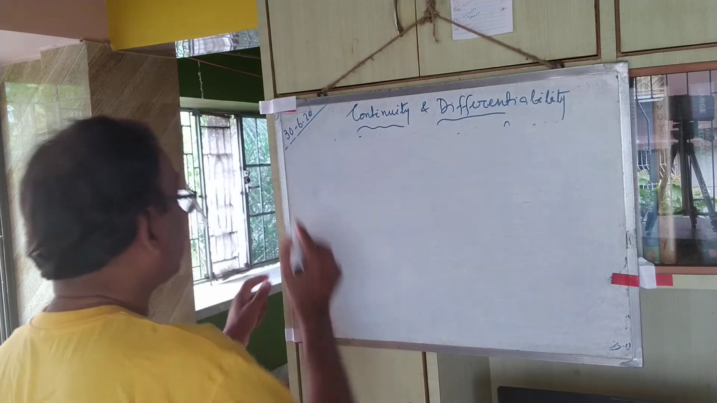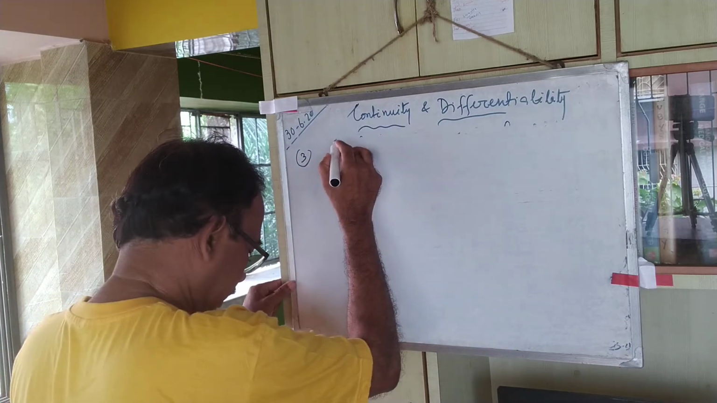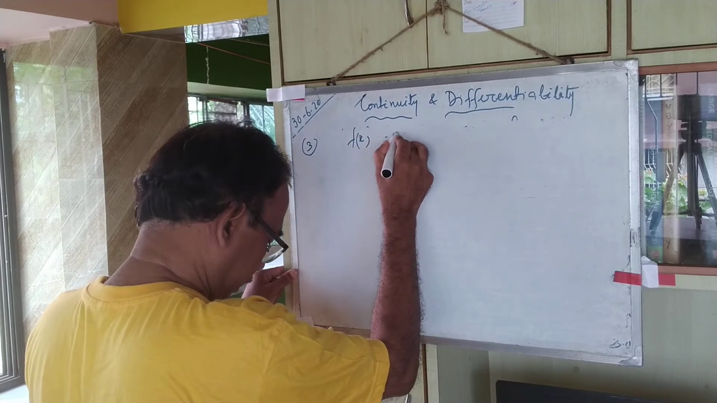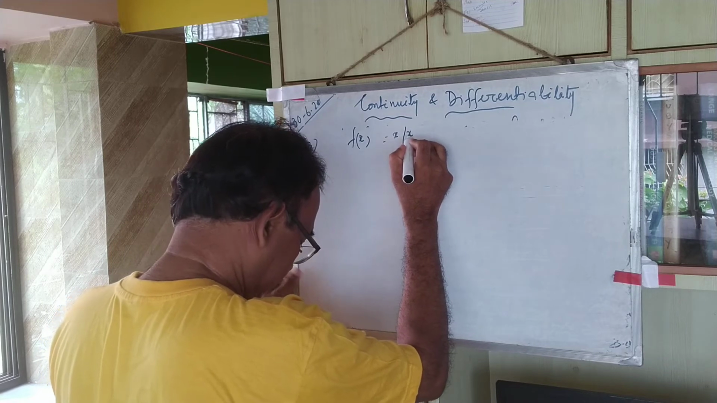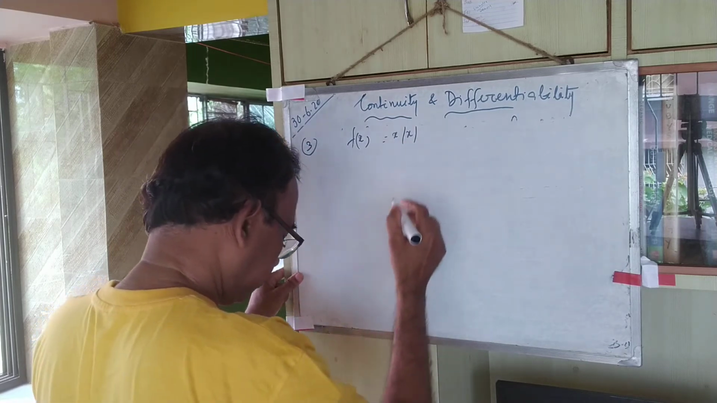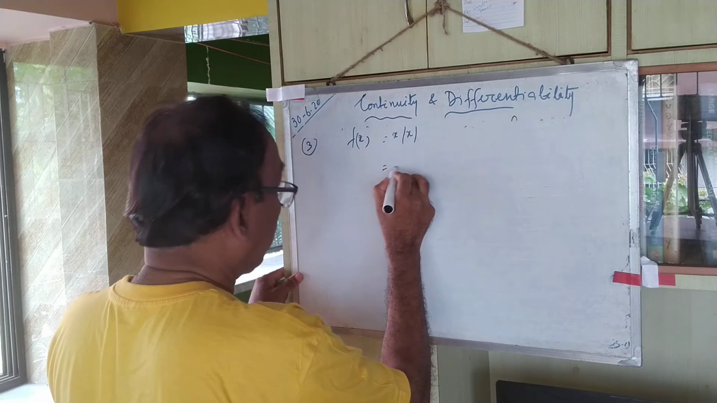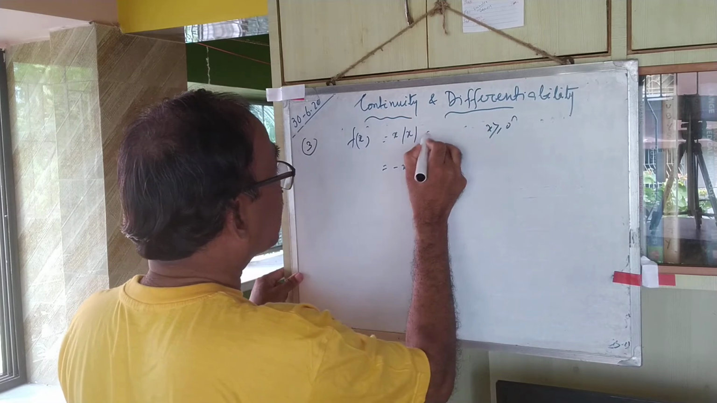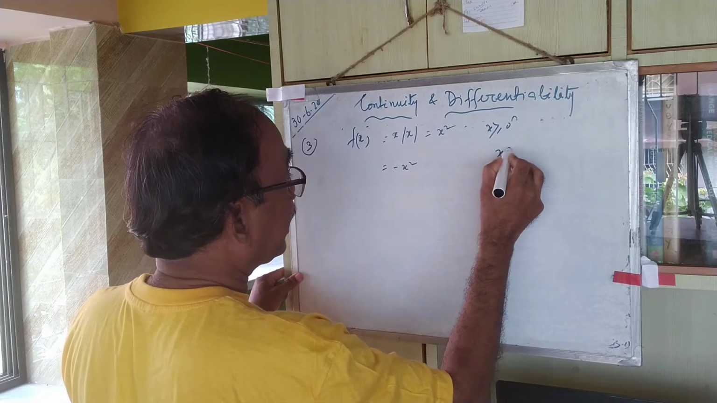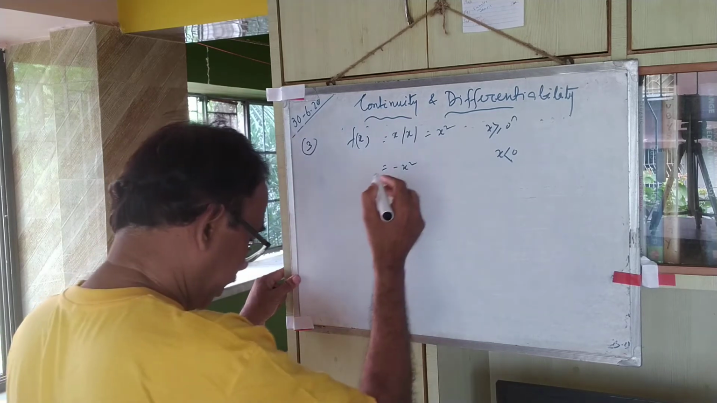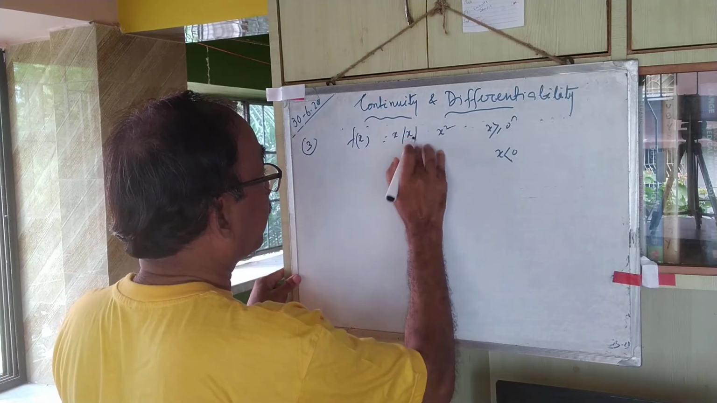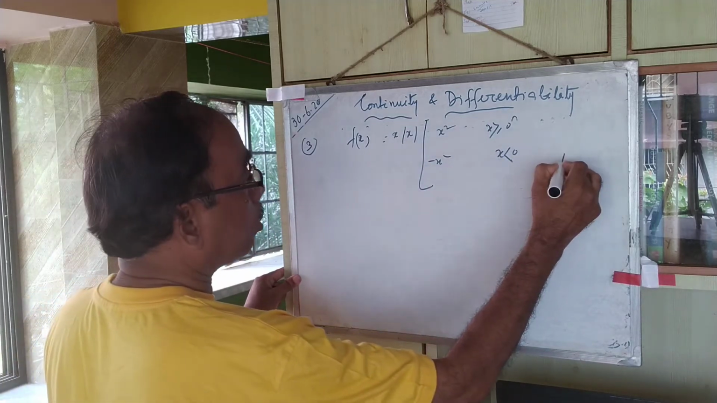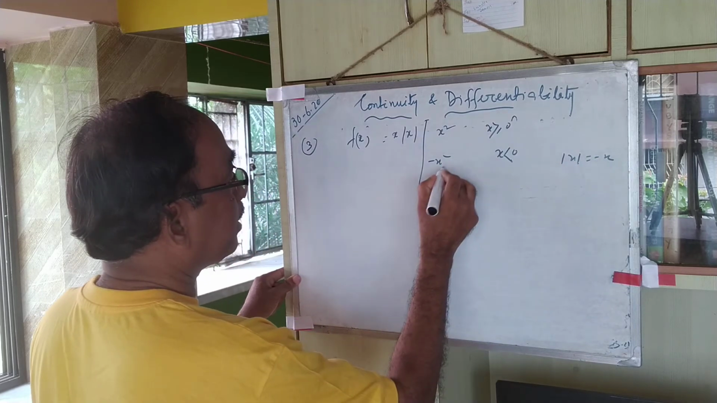Then sum number 3. Here f(x) equals x mod x, which equals x square when x is greater than or equal to 0, and minus x square when x is less than 0. When x is greater than or equal to 0, x mod x is x square, and when x is less than 0, mod x value is minus x, that is minus x square.